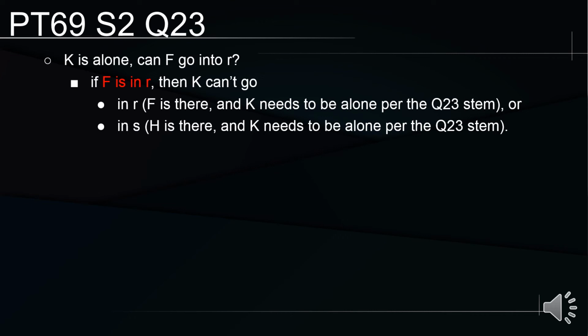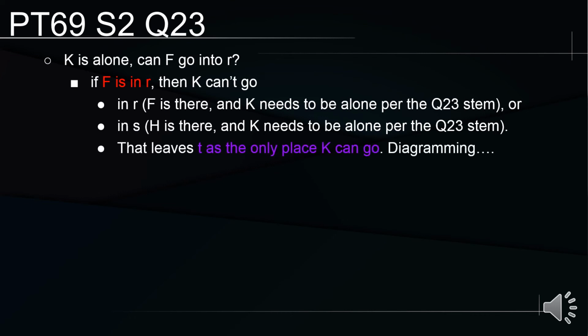We can't really fit K into R or S, so what that tells us is that that leaves T as the only place that K can go. And because I'm beginning to lose track of what's going on, I'm going to start diagramming this out. So we have our base diagram here. And again, what we're trying to test is if F can go into R, so we'll throw F in there. And just so you can follow along, once F is in R, where are we going to place K? Because K has to be alone, and K is an important thing to question 23. That's why I'm investigating that next.